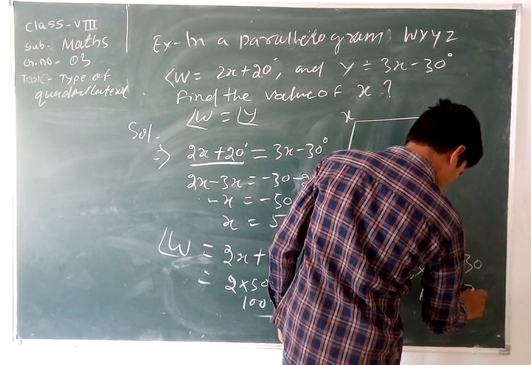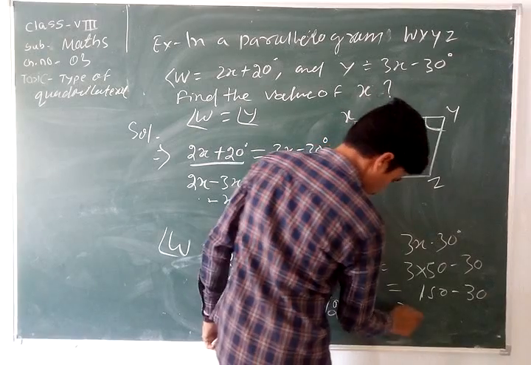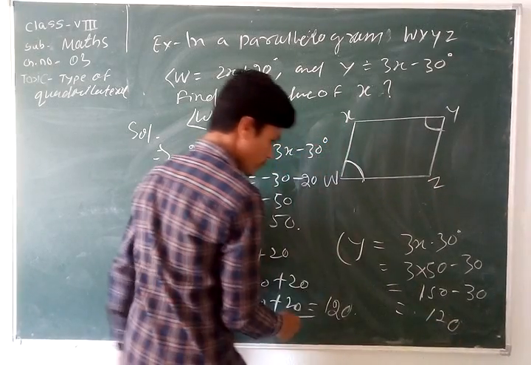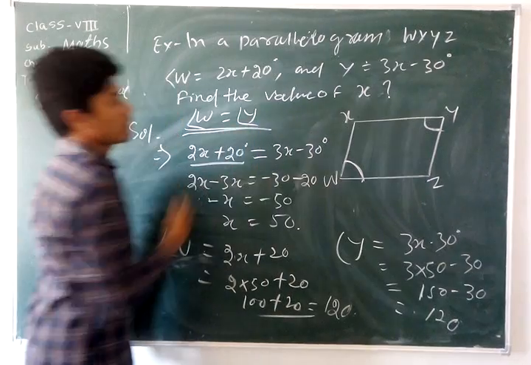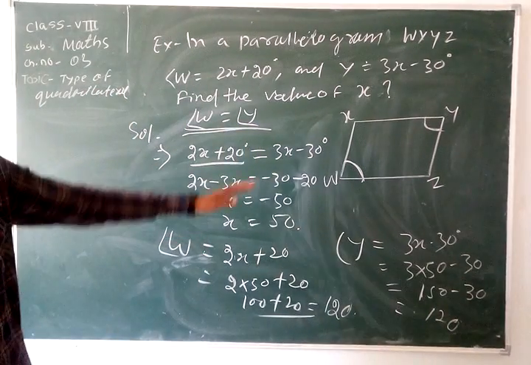150 minus 30 equal to 120. We got that both sides 120 and 120. Clear? This is how you find the angle of a parallelogram.